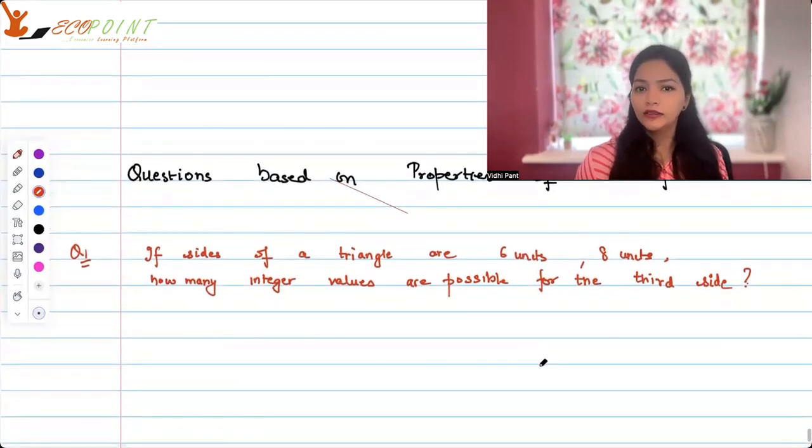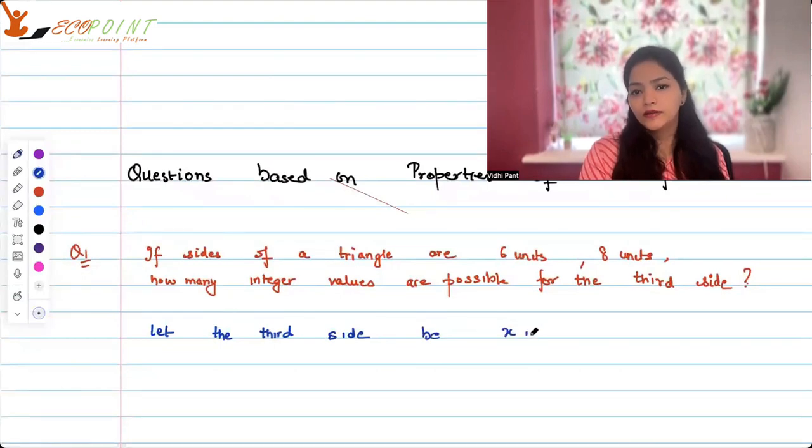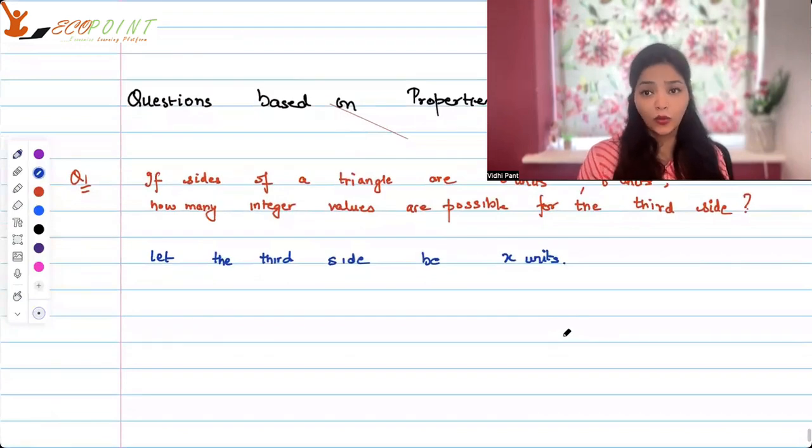If sides of a triangle are 6 units and 8 units, units could be centimeter or any other unit, how many integer values are possible for the third side? Okay, so what we can do here is, let us suppose the third side be x units.